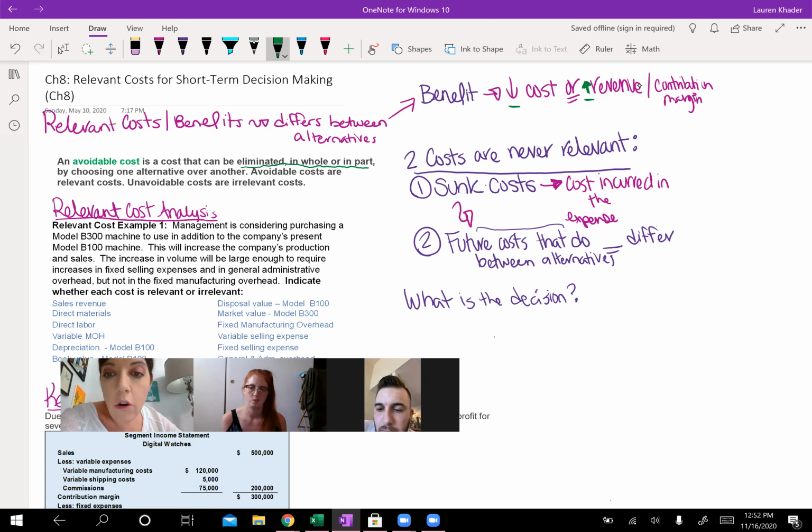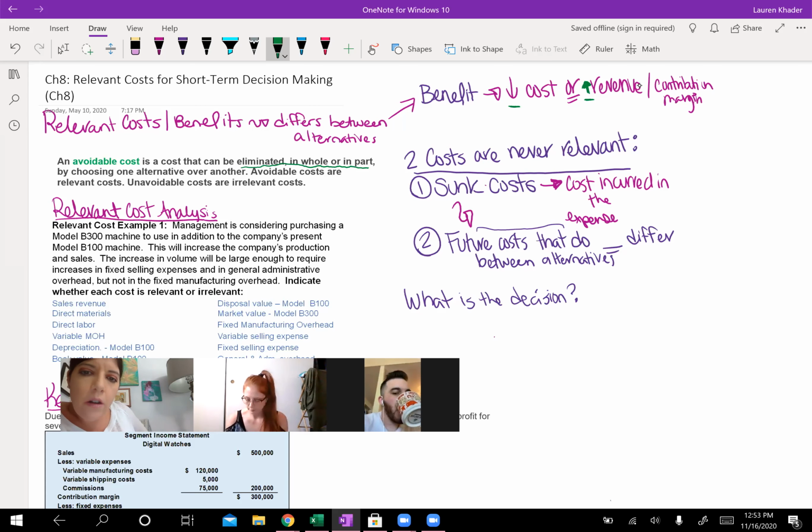Unavoidable costs are always irrelevant. So a cost that we're going to incur regardless if we decide go with decision 1 or decision 2 doesn't matter. It's irrelevant. You're going to incur it regardless if you go with decision 1 or decision 2. So you ignore that cost. It's unavoidable.